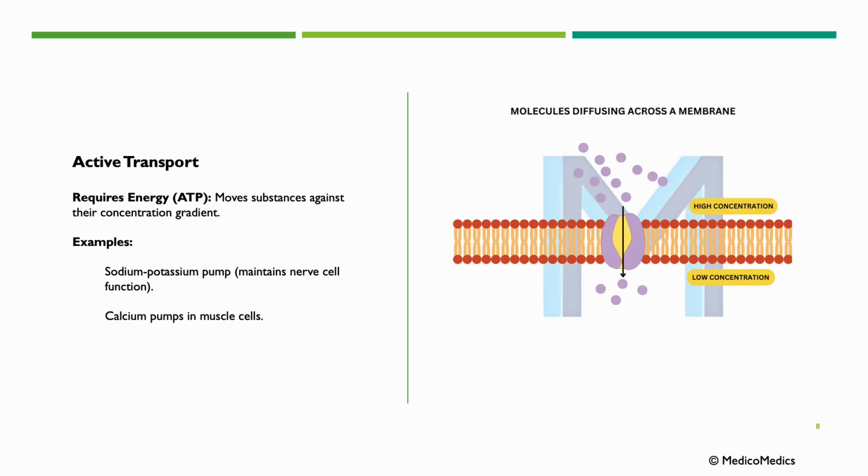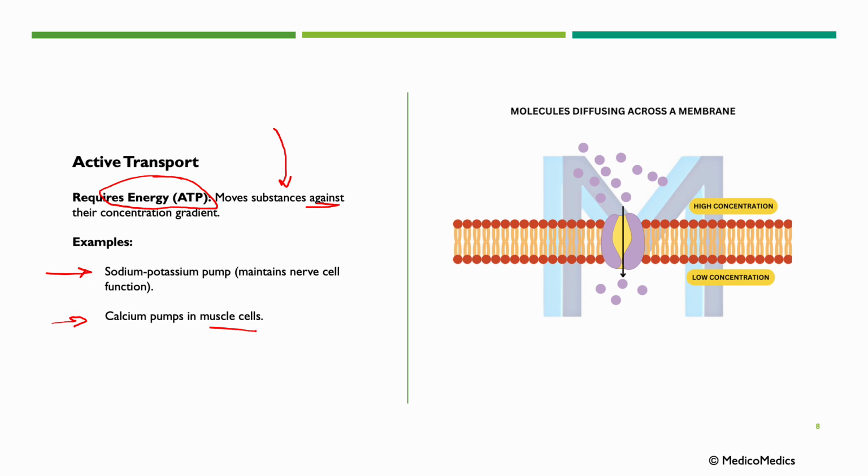So in active transport, we need energy to facilitate movement, and it moves substances against their concentration gradient. For example, the sodium-potassium pump functions in this way. Another one is calcium pumps in muscle cells, for example.